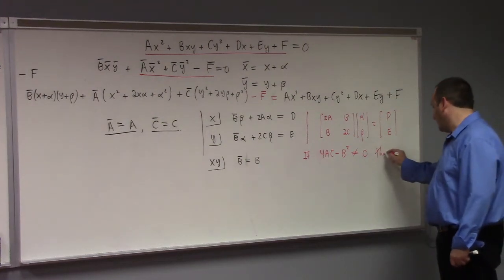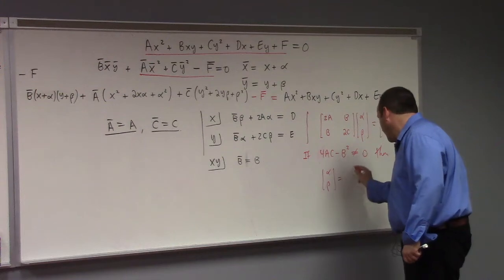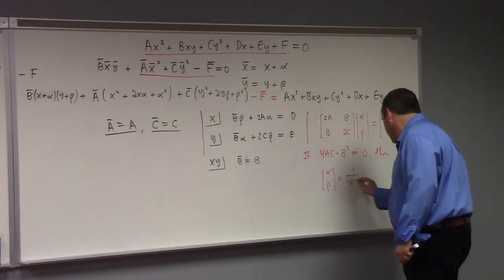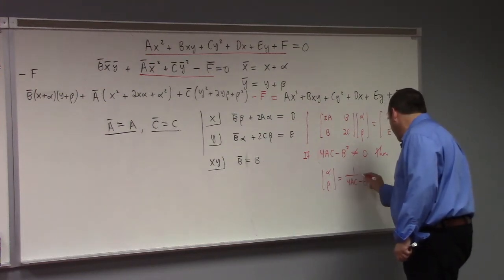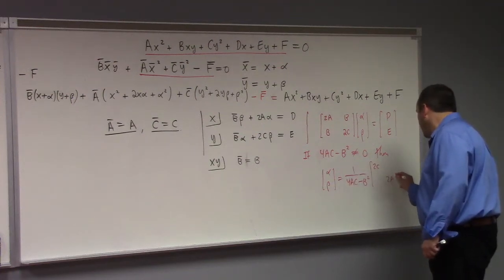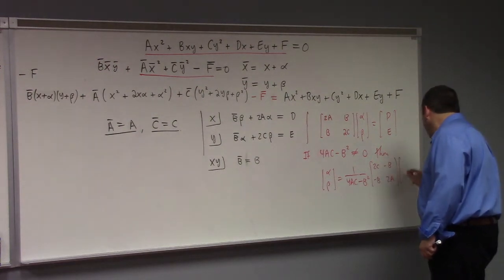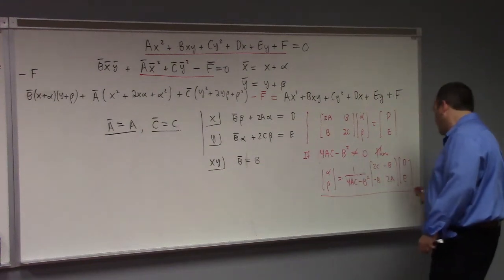Then alpha beta is equal to what? 1 over 4ac minus b squared. Flip the diagonals. Minus is on the off diagonal. I'm doing matrix multiplication by the inverse. So there's the alpha and beta that you want.